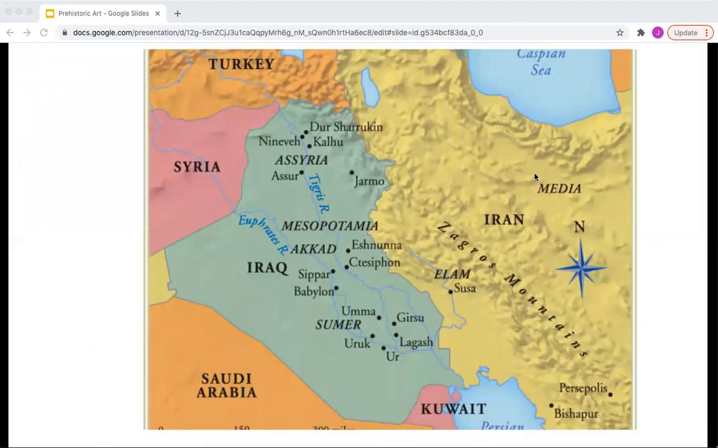Here's a little map here. So this is where we're located, almost at the mouth of the Tigris and Euphrates Rivers coming together here. So we are right smack in Mesopotamia.